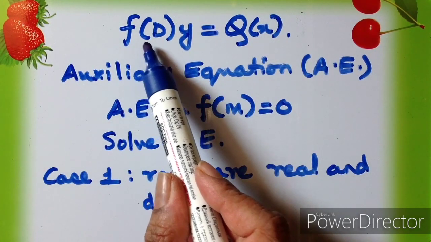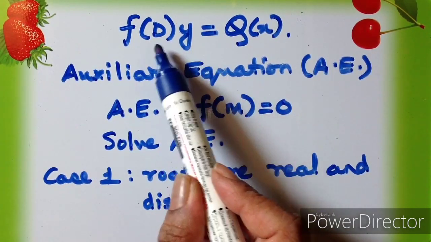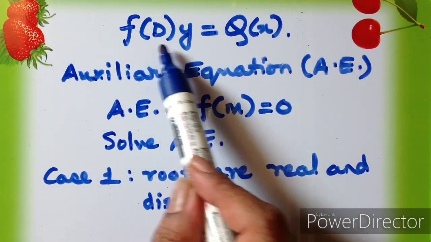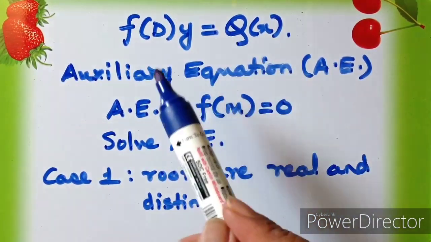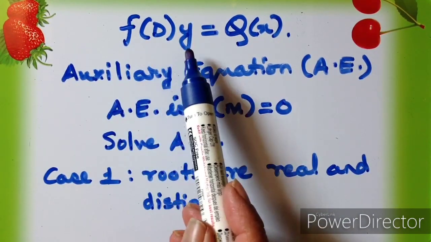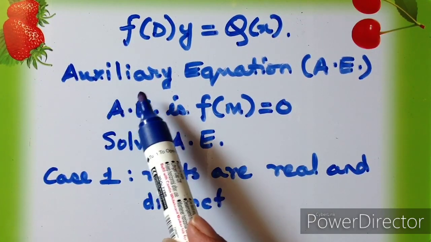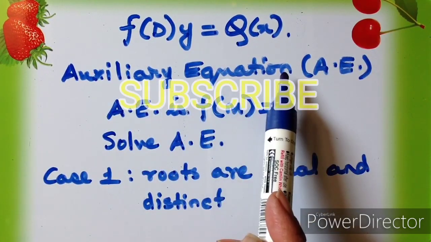So now we have compressed our nth order linear differential equation with constant coefficients, and we had written it like this: f of D y is equal to Q of x. So the solution, as was mentioned earlier, is complementary function plus particular integral. So the question is now, first of all, how to find the complementary function.